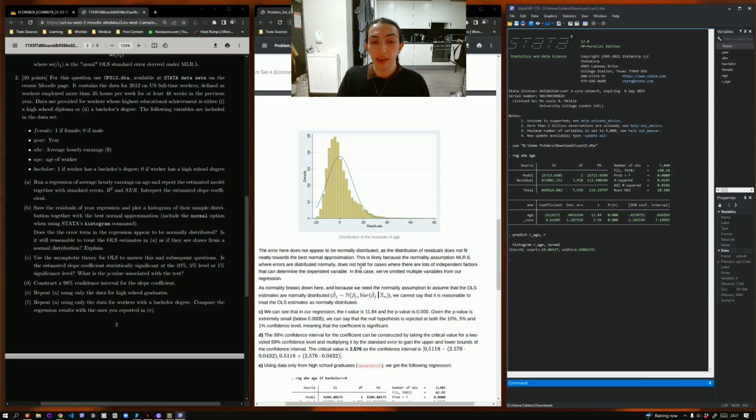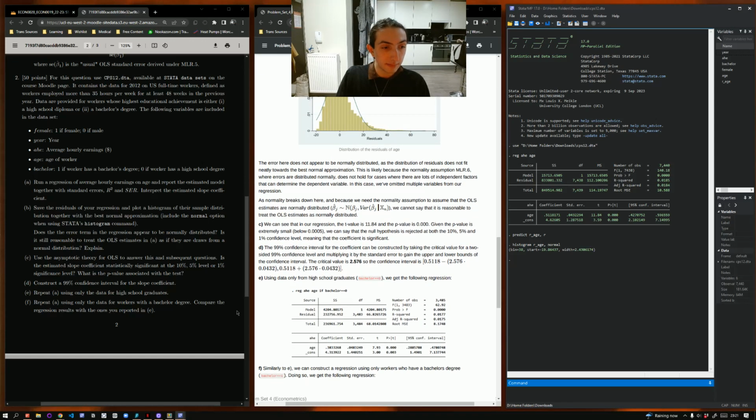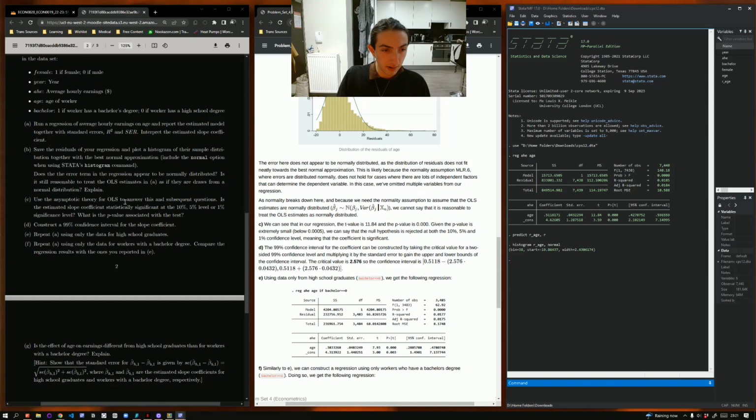And justify it, yeah, you can read stuff. Pause if you want to read my work. For C, we use the asymptotic theory of OLS to answer this and subsequent questions. Is the estimated slope coefficient statistically significant? If we look at this, we have a t-value of 11.84 and a p-value of essentially 0. If you remember correctly, p-values have to be smaller than the significance level. Because our p-value is 0, it's valid for 10%, 5%, and 1%. So it's significant at all of them because the p-value is essentially 0.